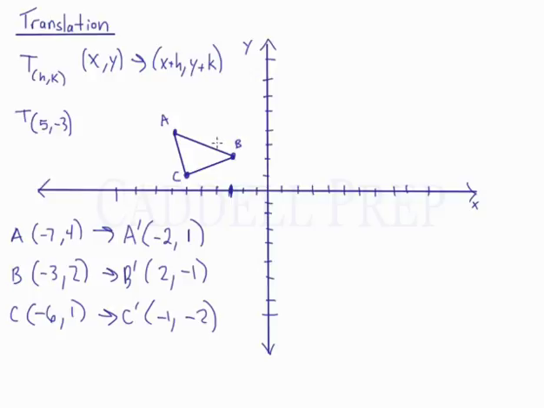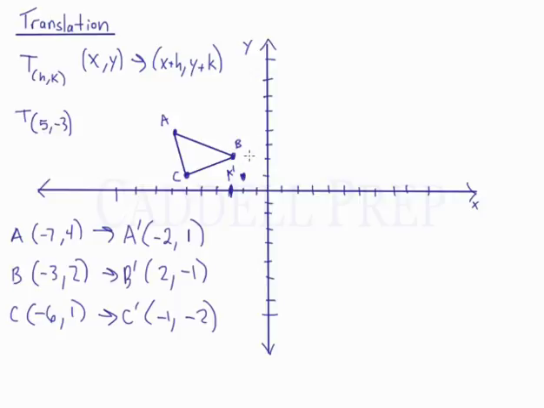Now let's see how we can do this graphically. So 5 here means move to the right 5, and then the minus 3 means move down 3. So let's just do that. Let's move to the right 5 with A. So we'll go 1, 2, 3, 4, 5. And now down 3. 1, 2, 3. So here we have A prime.